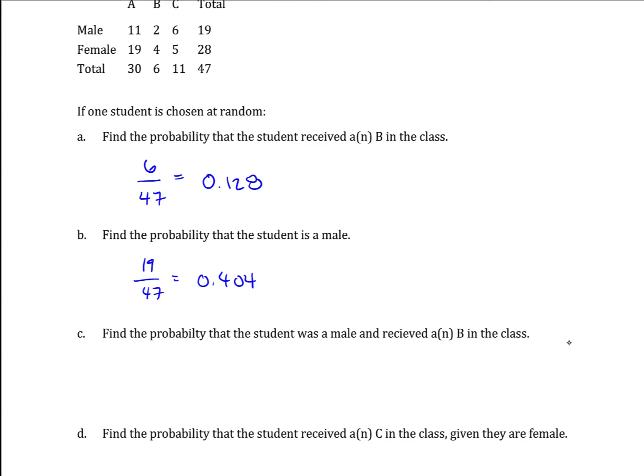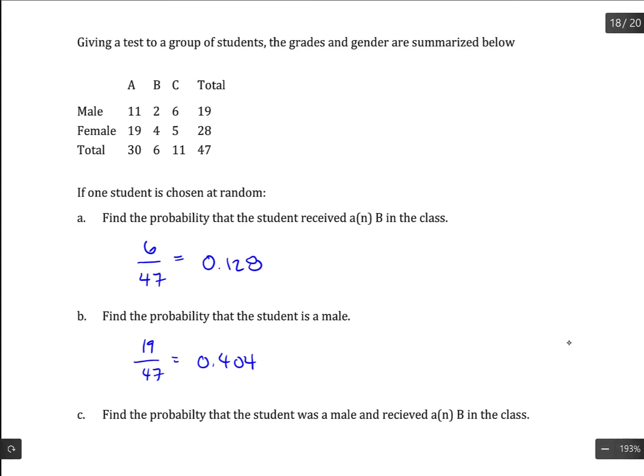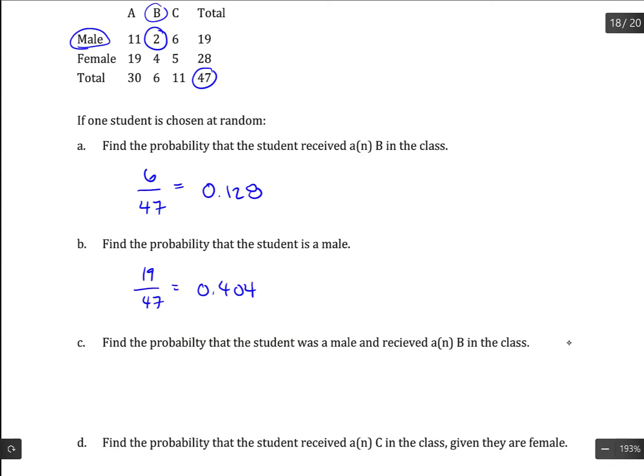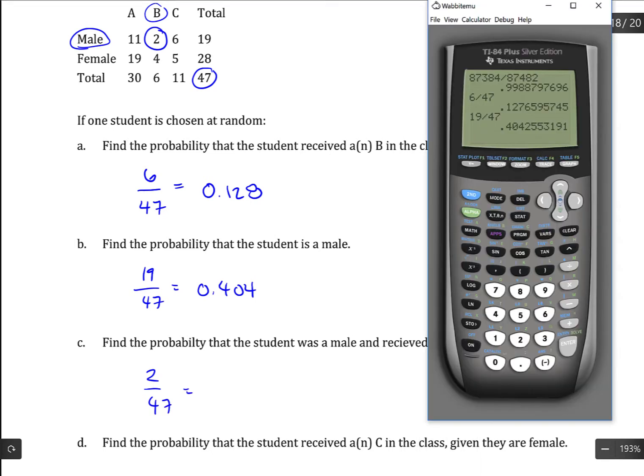Find the probability that the student was a male and received a B in the class. So male and received a B. So if they are male and received a B, what you want to do is look at the intersection of those two groups and put that over the total. So 2 over 47.